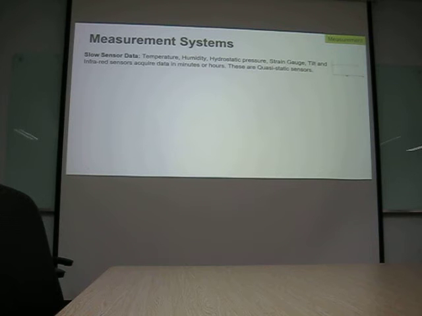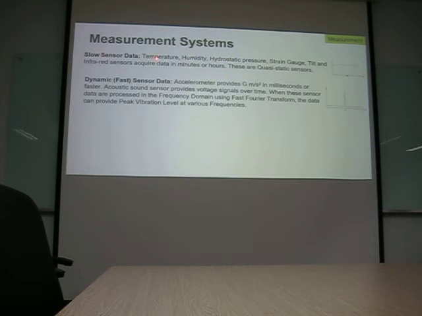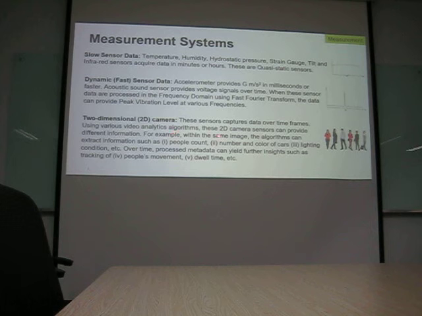Measurement itself has a few types. Slow data, like if you measure temperature, is very, very slow. Then we have dynamic data, which is very fast, and the other one is the two-dimensional camera. I only concentrate on 2D, not stereo vision. In the camera you use various video analytics algorithms, and then you can get information like people counting, color, car. These are basically object detection. They are not measurement. There's a difference between detection and measurement.